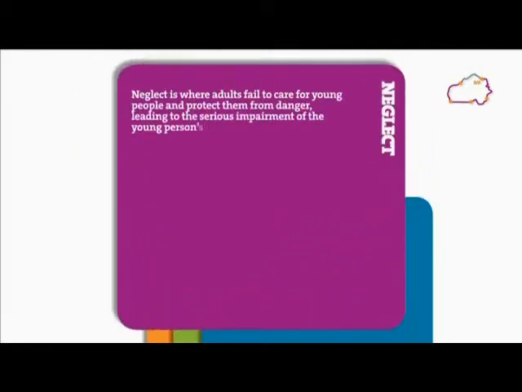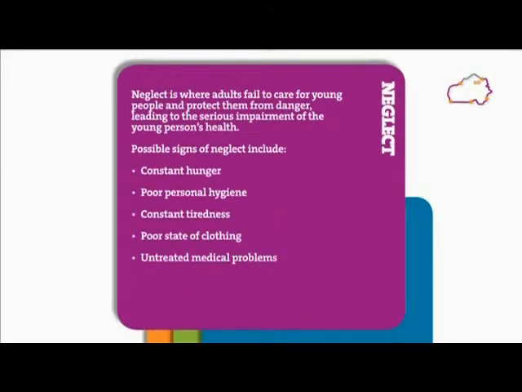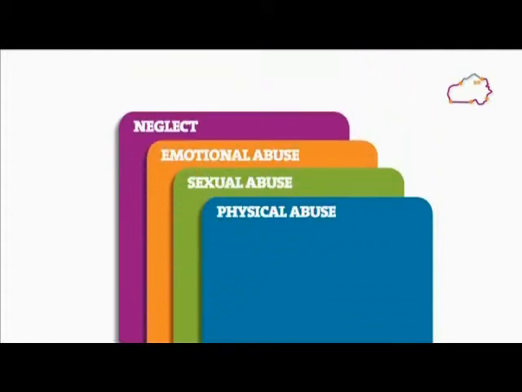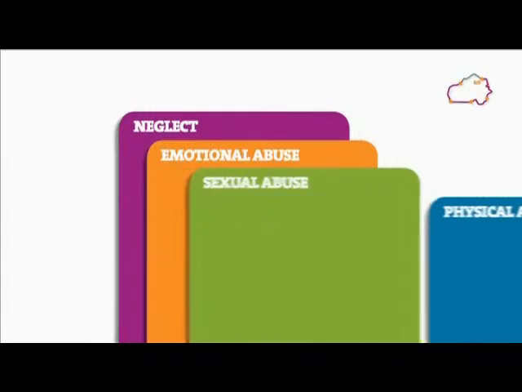Neglect is where adults fail to care for young people and protect them from danger, leading to the serious impairment of the young person's health. Possible signs of neglect include constant hunger, poor personal hygiene, constant tiredness, poor state of clothing, untreated medical problems. Whilst these signs have been referred to here, adults must remember that there may be a variety of reasons for any of these behaviours, and it is important to refer and not investigate concerns.